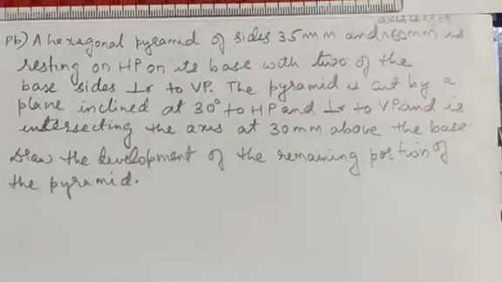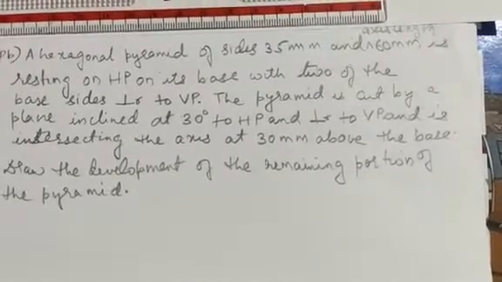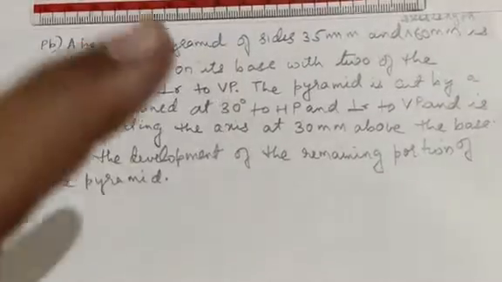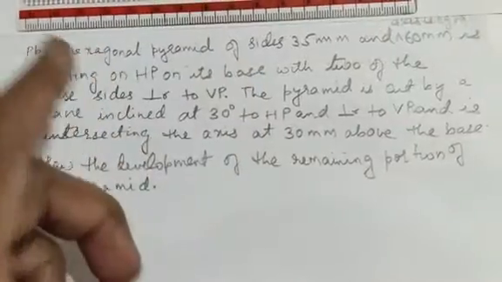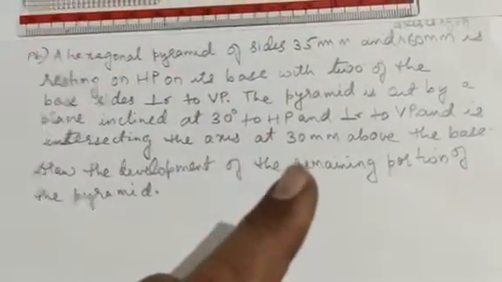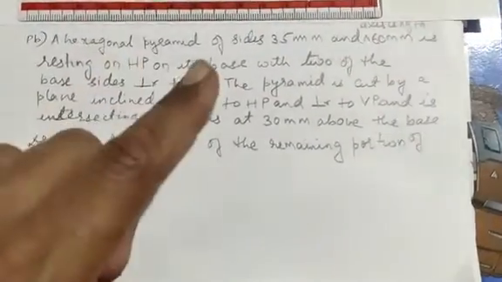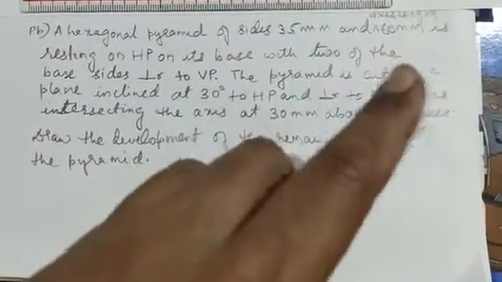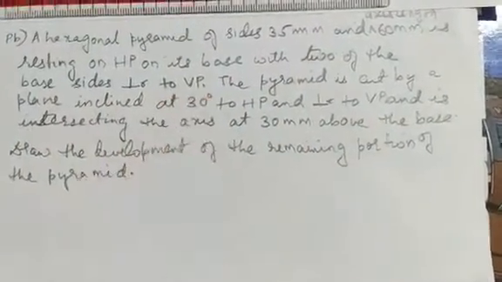Like I told you, in developments the problem can be divided into two parts. First you draw the solid in the given position, and then you develop the uncut solid. The next part, you will have to think about how it is cut and make the required changes in the uncut development part. So first, the hexagonal pyramid of sides 35 mm and axis length 60 mm is resting on HP on its base with its two sides perpendicular to VP.